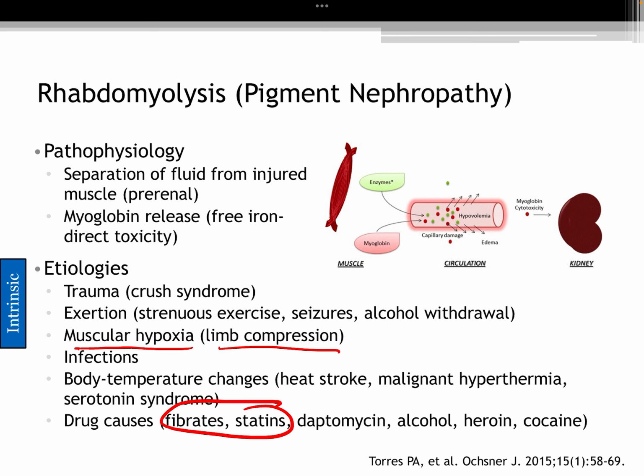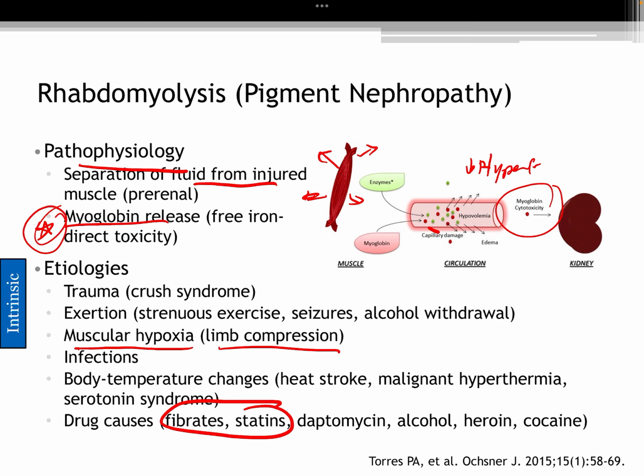So as far as our pathophysiology here, like some of the other drugs that we've talked about that have multiple mechanisms, this has multiple mechanisms. First, you have separation of fluid from the injured muscle. So this actually causes fluid to go into the circulatory system and causes third spacing, and this is going to cause hypoperfusion. At the same time, myoglobin will be released, and it can actually cause free iron direct toxicity within the kidney and cause a specific parenchymal damage. So you can see that this has some pre-renal components, but this right here makes it the endotoxin.